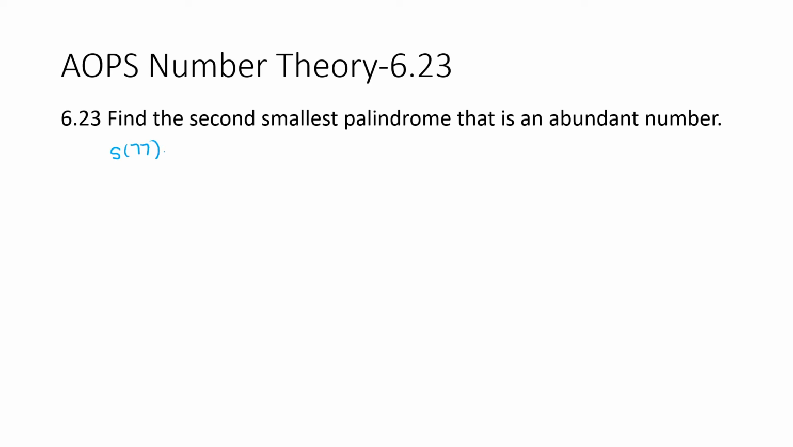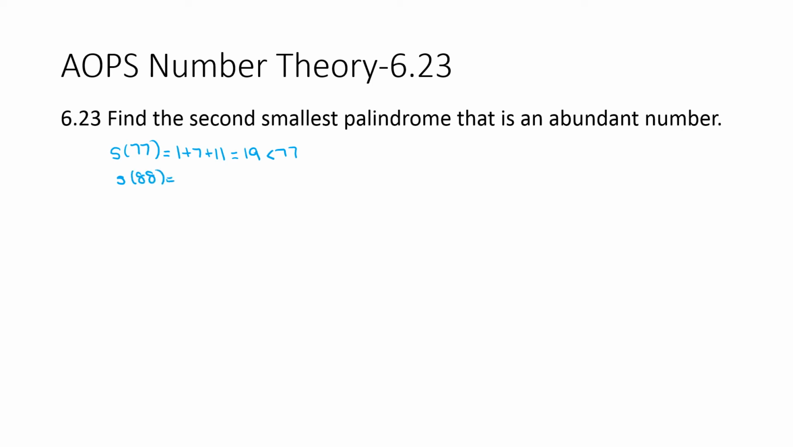So the factors of 77 give 1 plus 7 plus 11. And that's equal to, it's definitely smaller than 77, and I think it's equal to 19. So that's deficient because it's less than 77. So then we test the smallest palindrome above 77, which is 88.